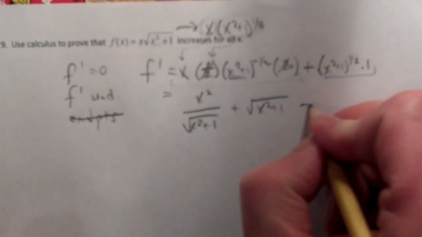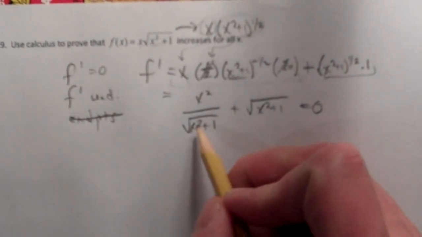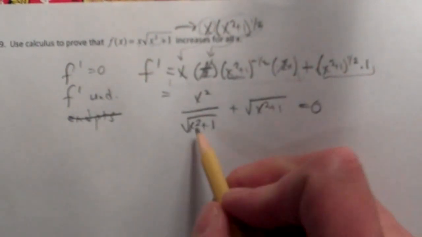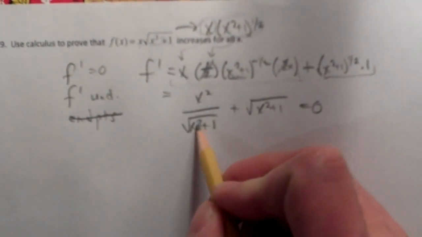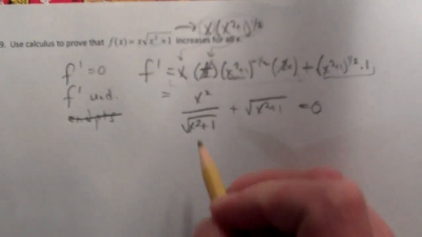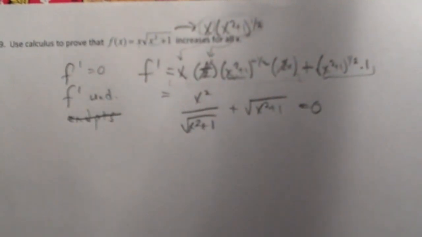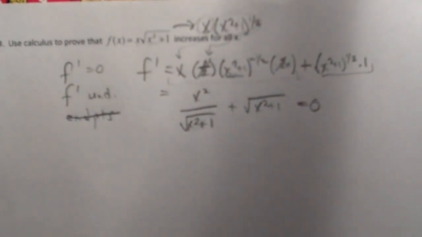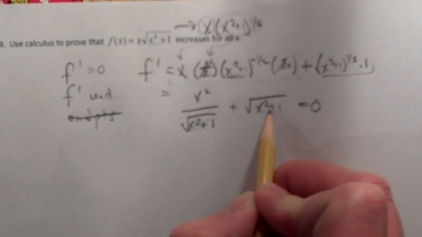We want this to equal 0. By the way, it will never be undefined for the very same reason that the original function wasn't ever undefined. That is, no matter what you put in for x, even in this radical, even in this denominator, you're never going to get 0, and you're never going to get a negative number, due to the fact you're squaring whatever you plug in right away. So we're really just focusing on making the derivative equal 0.